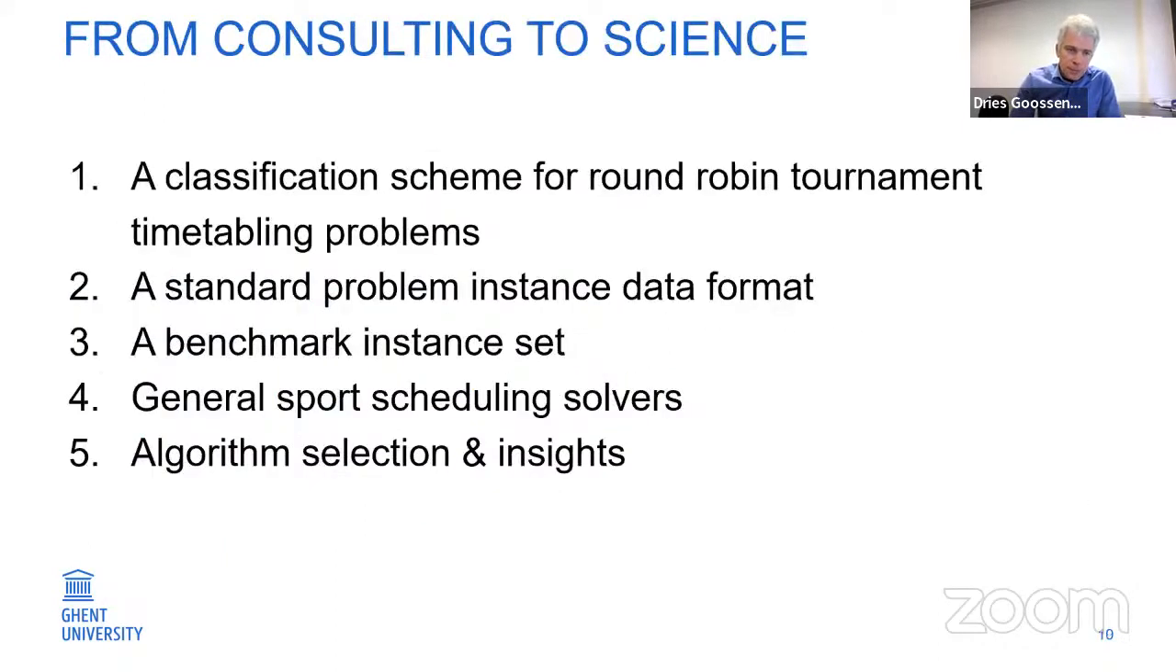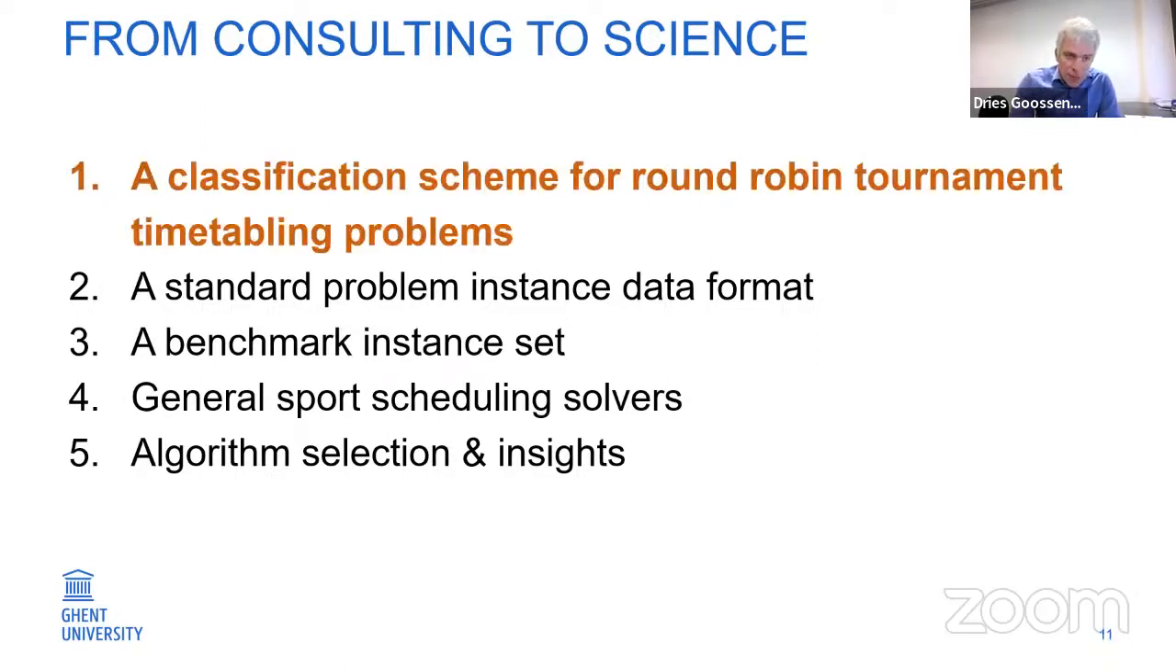So this is actually my goal for today, to take you from the age of consulting to the real science. And I will describe the approach that we followed in 5 steps, where step 1 is to come up with a classification scheme to create some order in the chaos of all these different sports scheduling problems. Second step is to develop a standard problem instance data format that allows us to easily share problem instances. A third step is to develop a benchmark set of instances that we can use to compare algorithms. A fourth step is to come up with more general sports scheduling solvers. And then our final step is to test them on the benchmark set and to do algorithm selection to figure out which algorithms work well on which type of instances and get insights from that and really learn something.